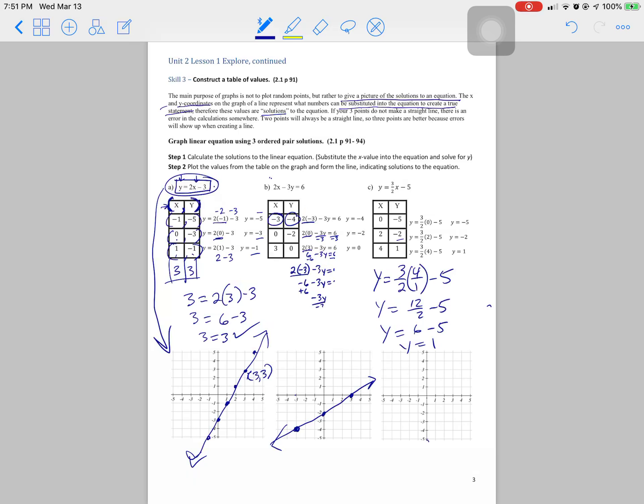All right, where's 0, negative 5? It's there. 2, negative 2 is here. 4, 1 is there. That makes a very nice line. We're going up 1, 2, 3, and then back 2. Up 3, back 2. Or down 3, back 2. Okay?